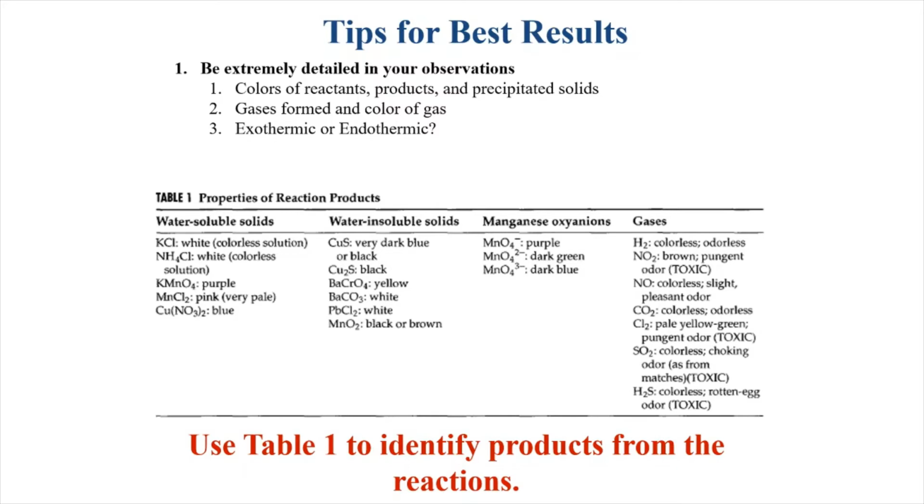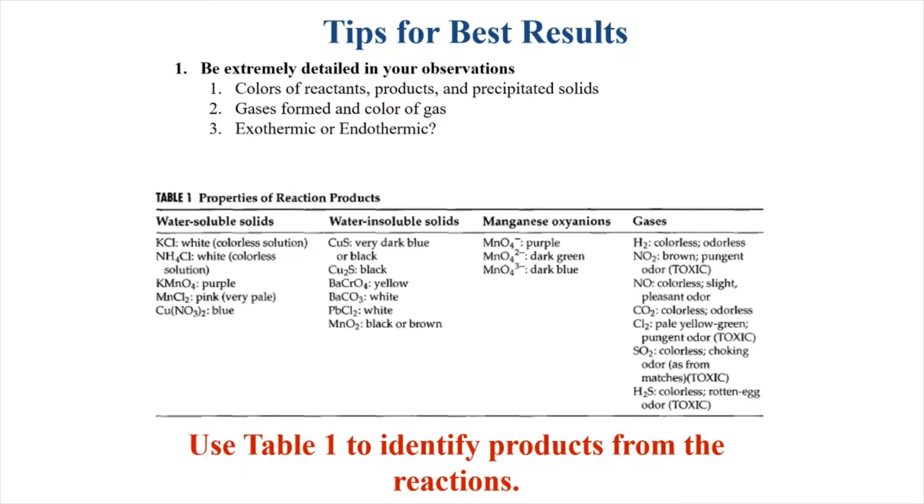So what are the things you're going to want to observe? What are the colors of the reactants? What are the colors of the products? Was any material precipitated? Did a gas form? What was the color of the gas? Was the reaction exothermic or endothermic? I'm going to help you out there since you can't physically touch it. But you will be able to see if something was endothermic or exothermic.